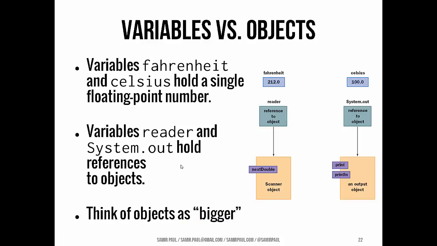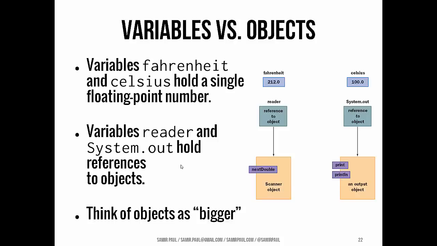We see sort of two types of things. We see variables and we see objects. So Fahrenheit and Celsius are both variables. They both hold a single floating point number. Floating point is one way of storing values with decimals, so values that aren't integers. So Fahrenheit and Celsius, they're doubles. They both hold decimal numbers.